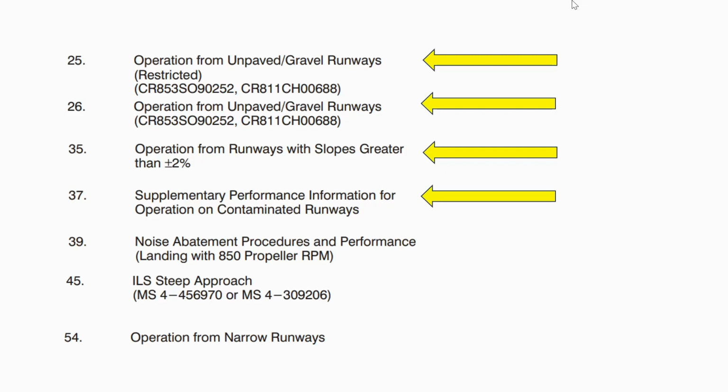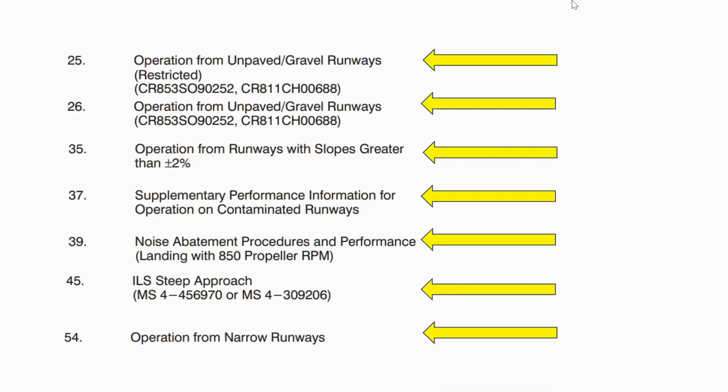Supplementary performance information for operation on economic runways: you have to refer to this supplement 37 as well. For example, noise management procedures and performance are not applicable. You cannot use it with this. ILSC approach, you cannot operate on narrow runways. The reasons are obvious: if you have to veer or skid off for any reason and the runway is narrow, you may end up on the side of the runway, which may be dangerous.